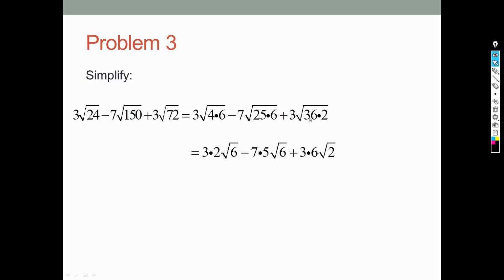Over here in the next one, square root of 36 is 6, so that comes out, multiplies whatever coefficient you have there, and then the 2 stays under the radical. And then it's just a matter of multiplying these and adding them up. So 3 times 2 is 6. 7 times minus 5 is minus 35. 3 times 6 is 18.